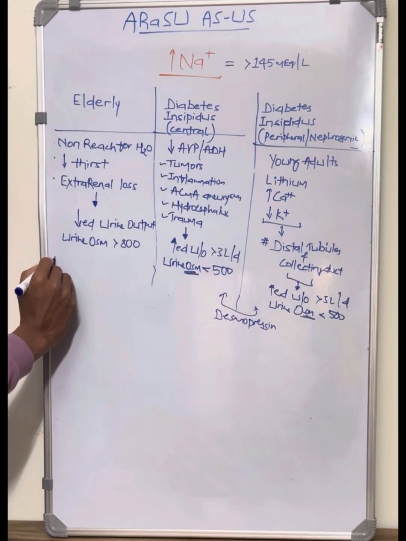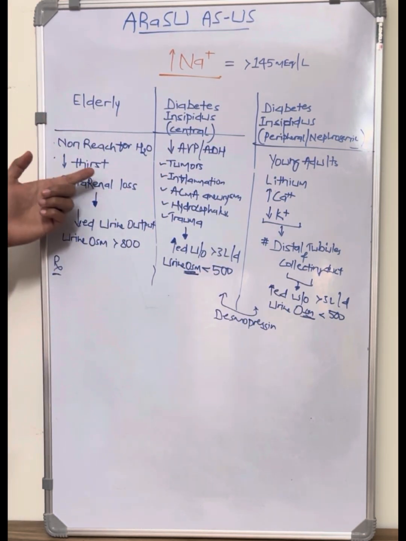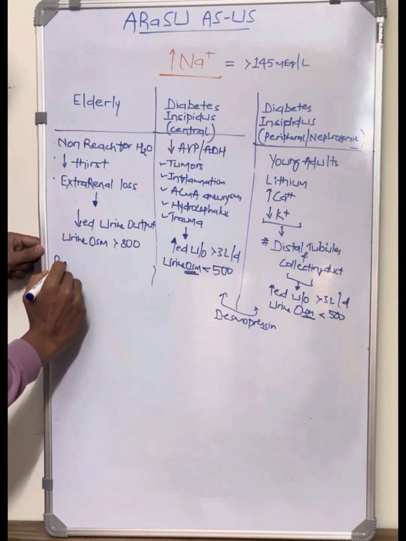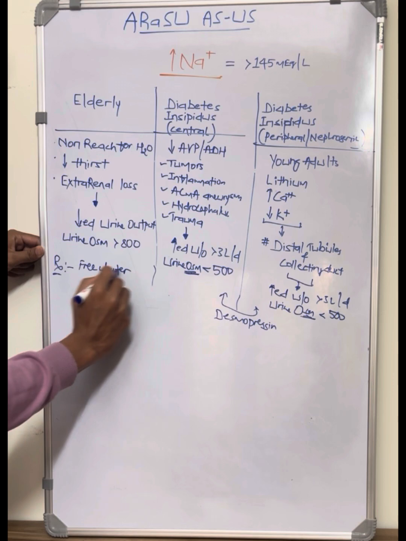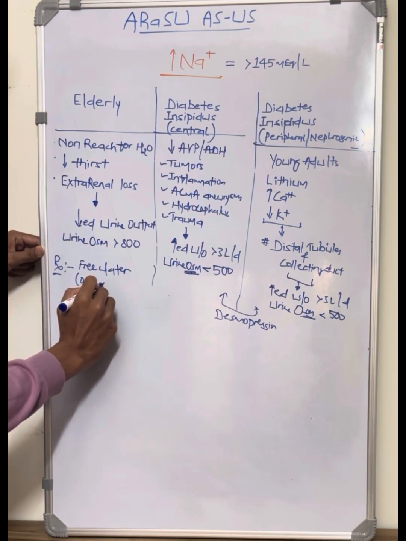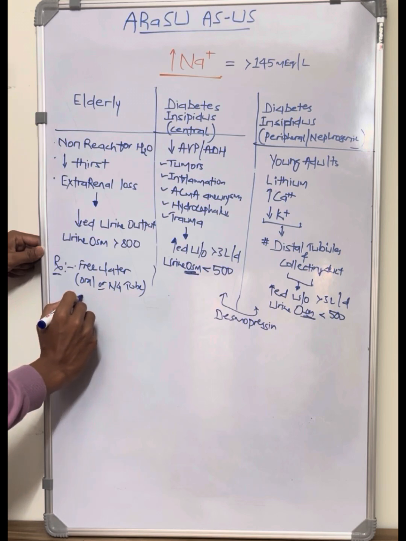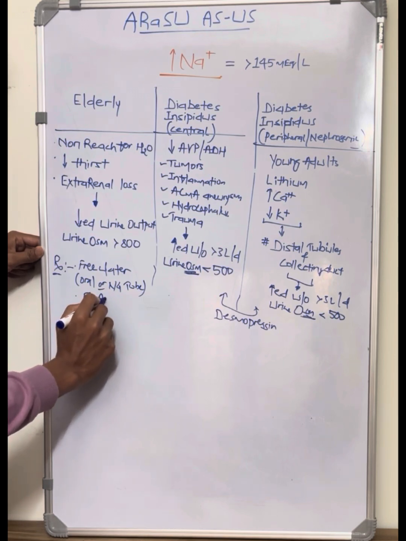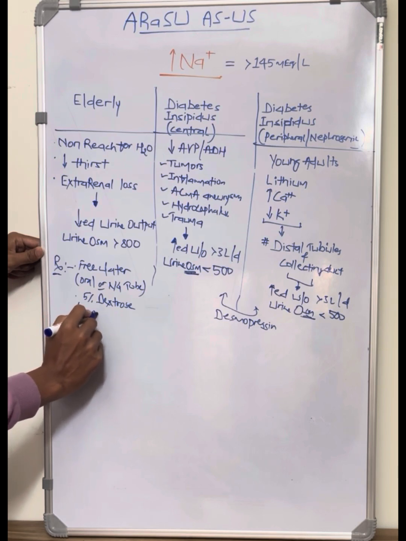Coming to the management proper. Here, first column, in elders, if there is lack of water intake, the treatment will be just supplementation of free water, either oral or through an NG tube. We can even give IV fluids, mainly 5% dextrose, but be careful with hyperglycemia.